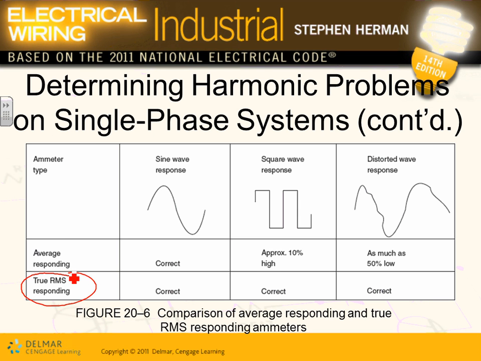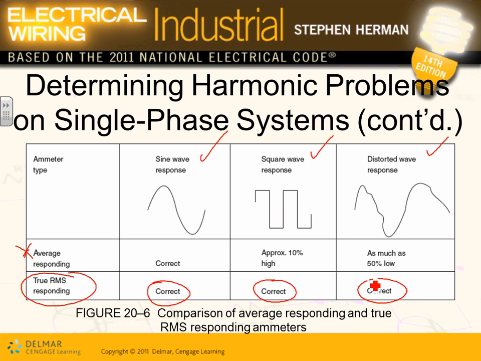The meters that we have, guys, are either average meters or true RMS. True RMS, if you have a sine wave, will give you a correct response. If you have a square wave, it can also measure it. And if you have a distorted wave, it can also measure it. So it's good for all types of signals.